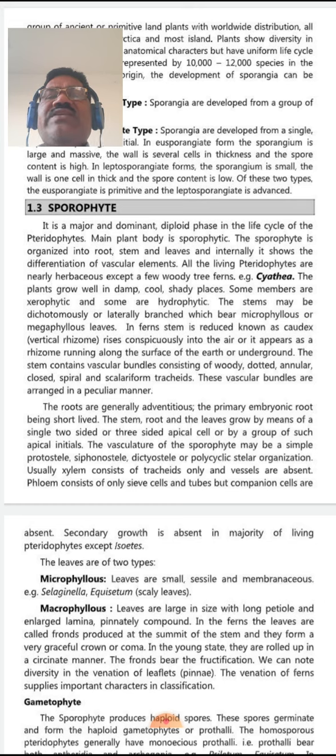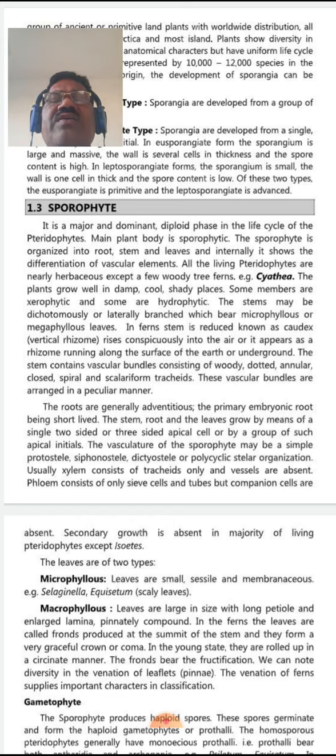All the living pteridophytes are nearly herbaceous except few woody fern plants, for example, Cyathea. The plants grow in damp, cool, shady places. Some members are xerophytes and some are hydrophytes. The stem may be dichotomously or laterally branched, which bears microphyllous or megaphyllous leaves.